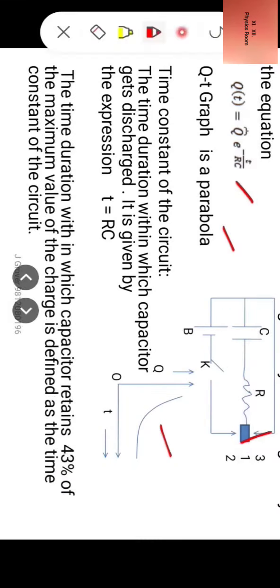Now again we have to define the time constant of the circuit during discharge. The time duration within which the capacitor gets discharged is given by the expression t equal to RC. Another way of defining time constant during the discharge process: the time duration within which the capacitor retains 43% of the maximum value of the charge is defined as the time constant of the circuit.